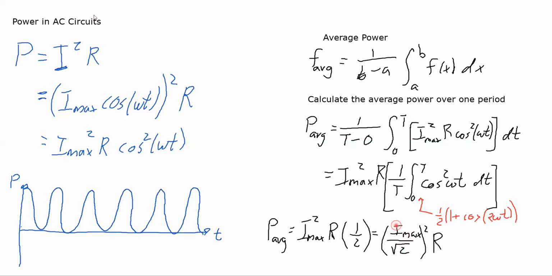Because if you look at this overall function, it almost looks like what we started out with, I squared over R, but that I squared is a little different. It's I max over root 2. This is actually called the root mean square. Let me make that substitution here, and I'll tell you why in a second.